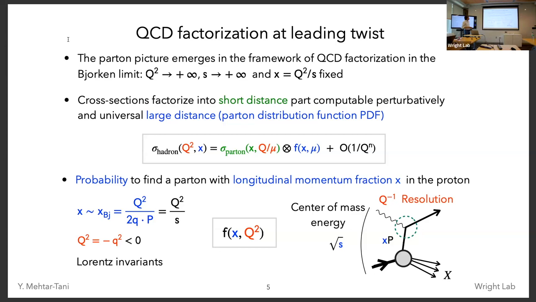So what I can do is study this factorization with data and extract this quantity from the data, which would be a universal distribution that, again, describes the distribution of partons inside the proton. All right, so that's the quantity that we want to measure. And it has a probabilistic interpretation. So we are measuring the probability to pick a parton, a quark here, which has a longitudinal fraction of the proton momentum P, which is X, at a certain resolution scale, Q squared, right?